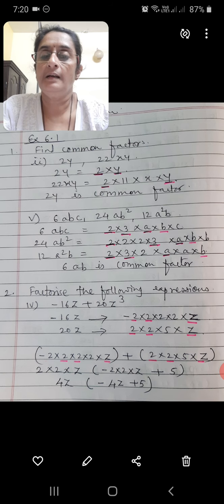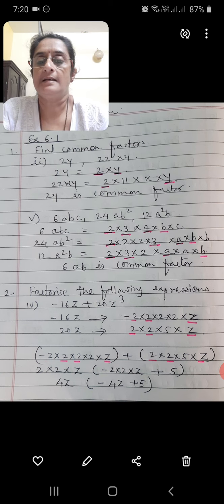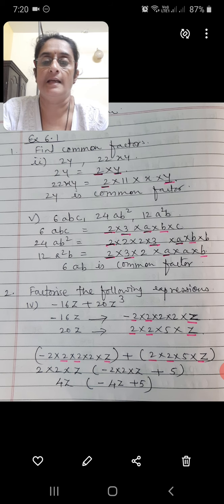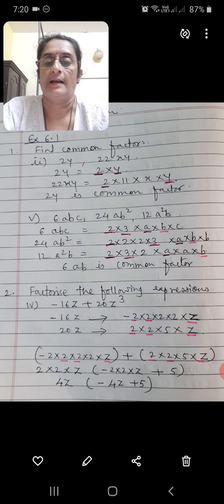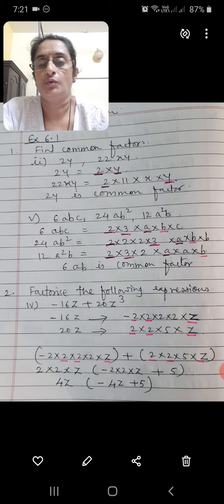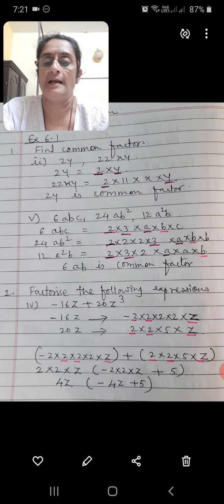Now in the second question you have to factorize the given expressions. You have to take the common factor and then make two factors of the given expression. The first expression given is minus 16z plus 20z cube. Now we'll find out the factors of each one of them. Minus 16z means minus 2 into 2 into 2 into 2 and z. And the factors of 20z are 2 into 2 into 5 into z. Now what is common between them? Let us take that: 2 into 2 into z. So we'll take them as common.